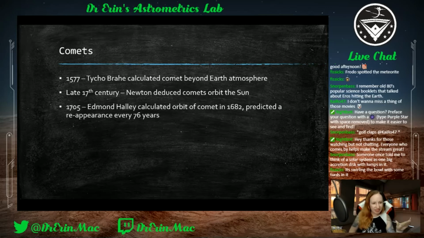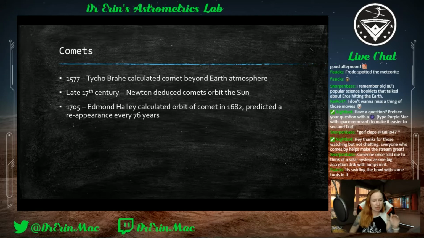So in 1577, Tycho Brahe, my man, calculated that comets were actually beyond the Earth's atmosphere. Prior to Tycho Brahe, people saw these comets up in the night sky, and they thought that they were actually objects in our own atmosphere, which frankly would scare the Jesus out of me.